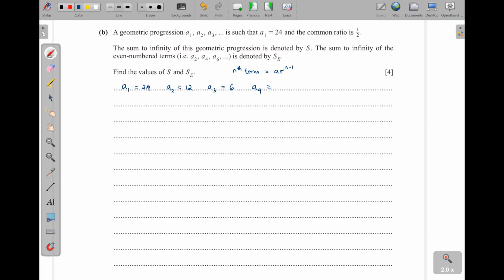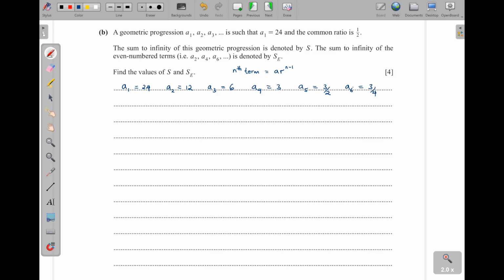Then A4 is going to be now 3, then A5 times a half, that one is going to be 3 over 2. Then A6, maybe I will stop here. We shall have this one times a half, 3 over 2 times a half, that will be 3 over 4.